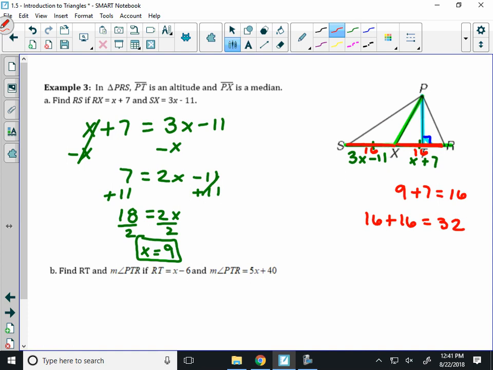So a helpful hint, when you see the vocab word median, we're setting things equal to each other. Medians are kind of like bisectors. Cutting sides in half, set things equal.